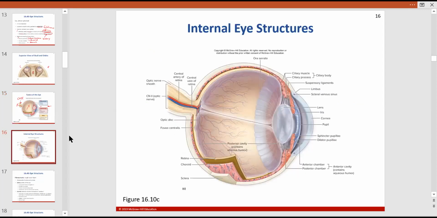So here, this is a little more detailed. You can see the three layers again. Go through all of these. Make sure you know the anterior and posterior chamber and aqueous humor. Now you have to picture all of this in here is vitreous humor.